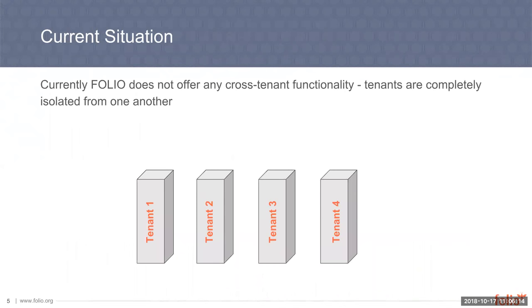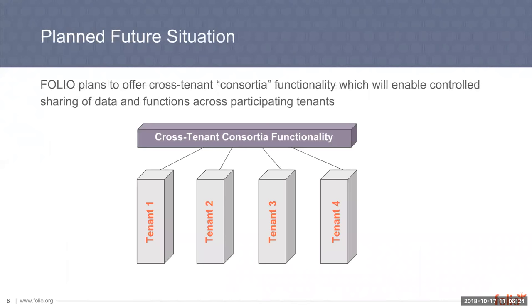All right, so the current situation. Currently FOLIO does not offer any cross-tenant functionality. Tenants are completely isolated from one another. That said, FOLIO does plan to offer what we're calling cross-tenant consortia functionality, which will support controlled sharing of data across tenants. And for many consortia, I really think this will be the model that best fits their needs.